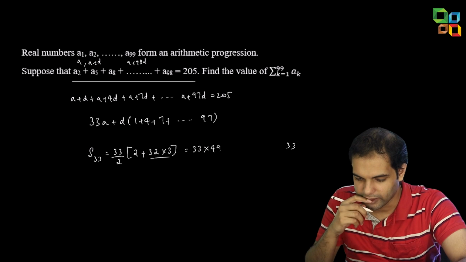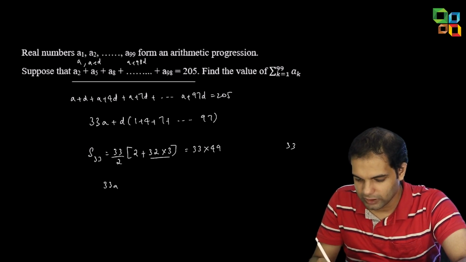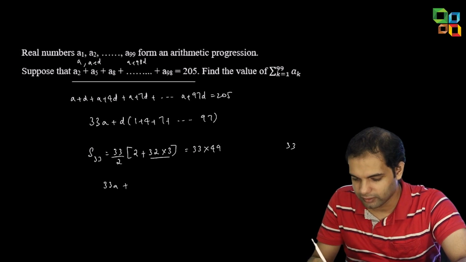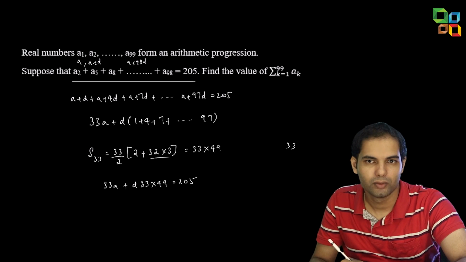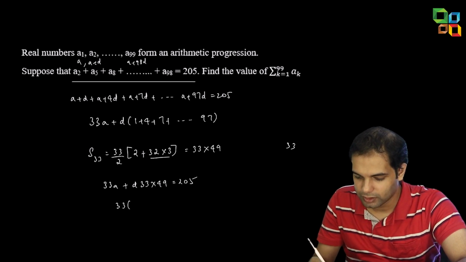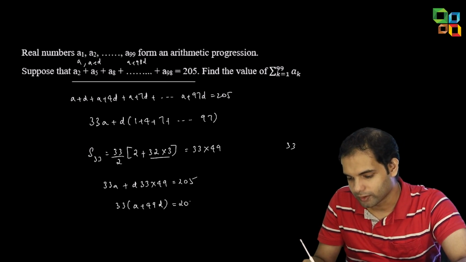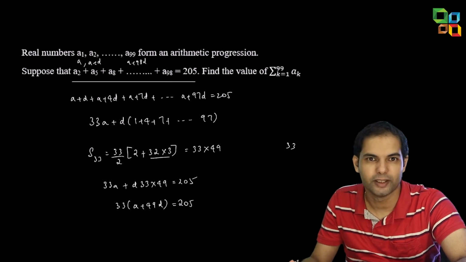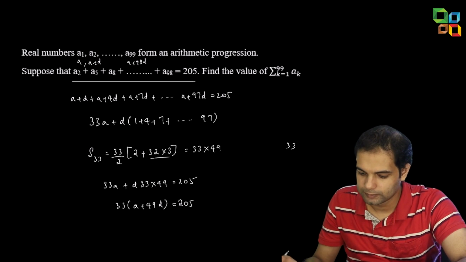It's not needed, right? I can keep it as it is. Why, I'll tell you. Because I saw 33a here, that's why I feel like keeping this as it is. 33 into 49 is equal to 205. Fine. So 33 is common, as you said. So it's a plus 49 into d is 205. Can we use this information somewhere? Yes, a plus 49d.